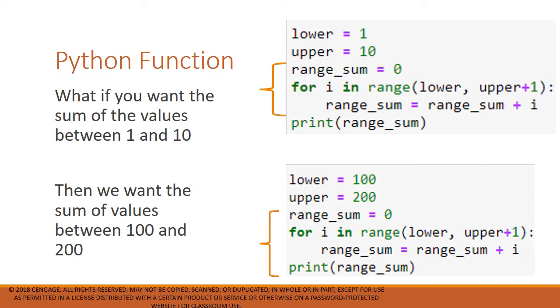Now, later on in your program, you needed to find the sum of the integers between 100 and 200. So now you assign lower the value 100, you assign upper the value 200, and you repeat the identical code from the previous functionality where you initialize range sum to 0, and then you loop through the integers from lower to upper plus 1, and you add that integer to your range sum.